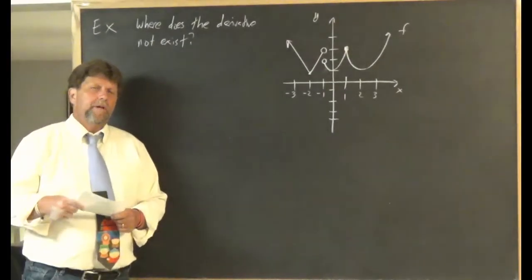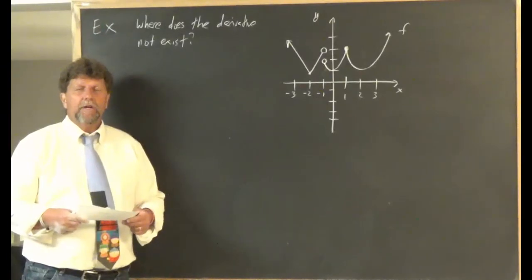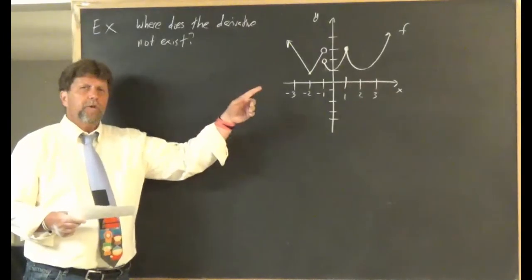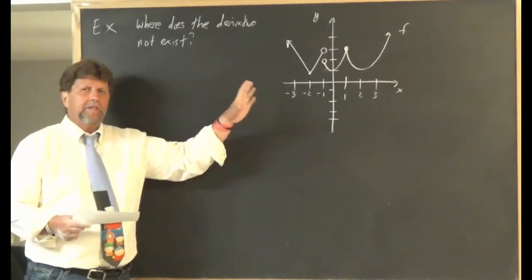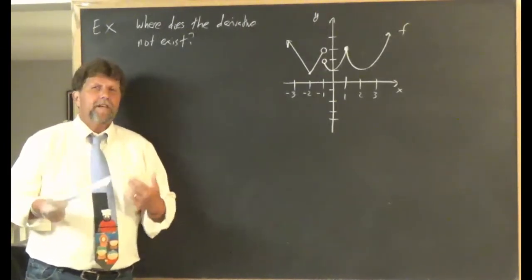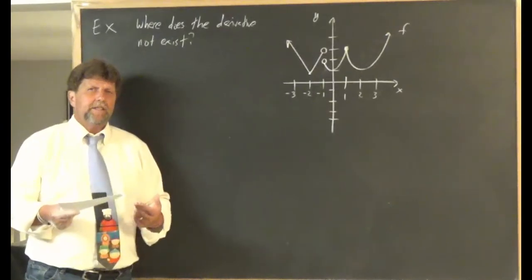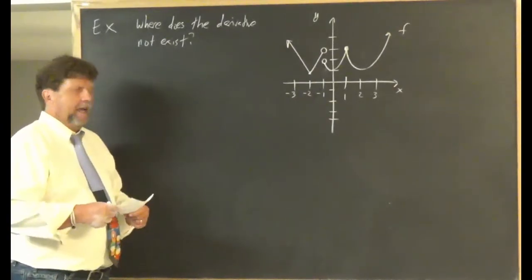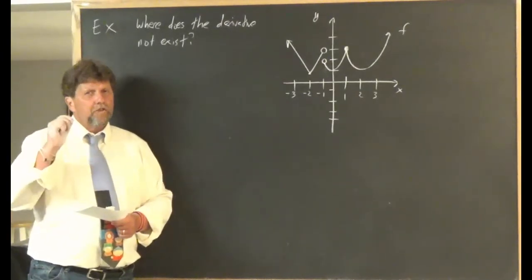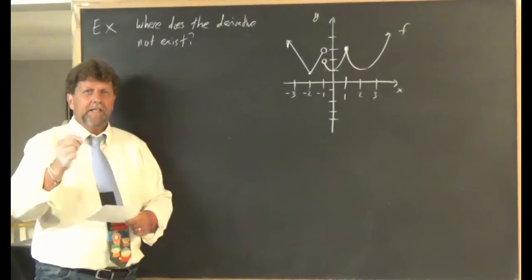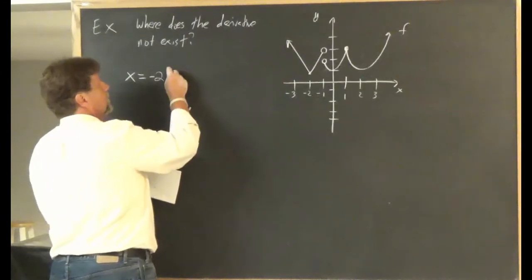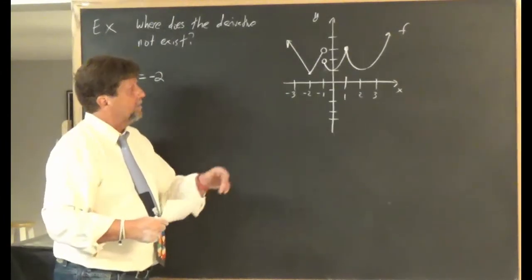All right, here's another example I wanted to look at. I said we were going to go back to the chalkboard and look at an example. The question is, where does the derivative not exist? I don't know what the function is, and I don't care. That's just the graph of some function. I want to make sure we're dialed into graphically where a derivative does not exist. So I'm looking at this graph, and at x equals -2, I see a sharp turn. The derivative doesn't exist. So the derivative does not exist at x equals -2, and that's because there's a sharp turn there.